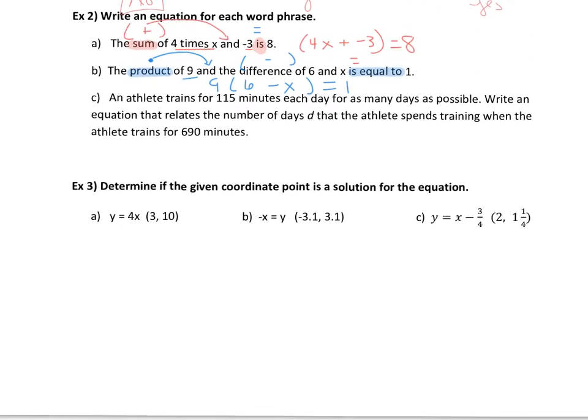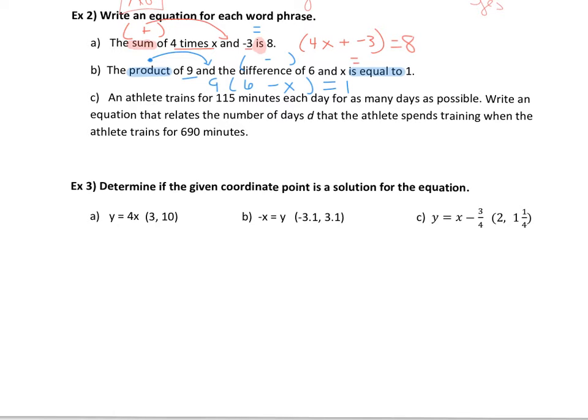All right, next one. An athlete trains for 115 minutes each day for as many days as possible. Write an equation that relates the number of days D, and that means we have to use D when they give it to us, that the athlete spends training when the athlete trains for 690 minutes.